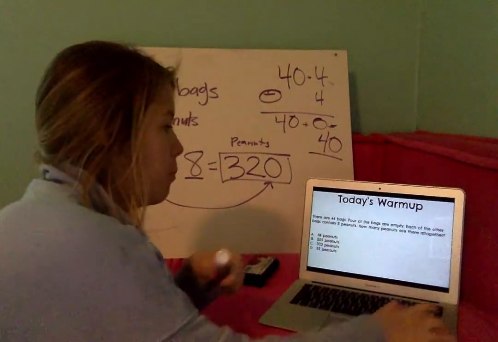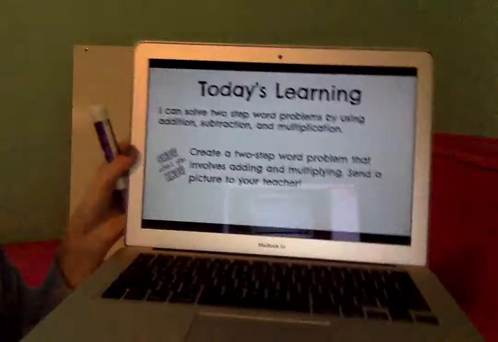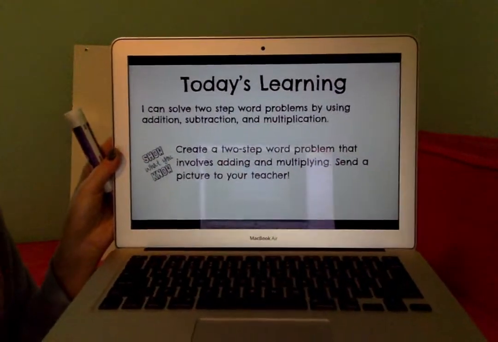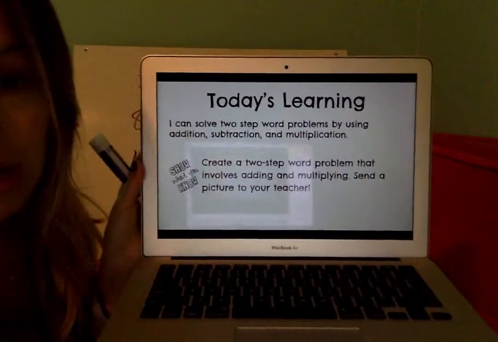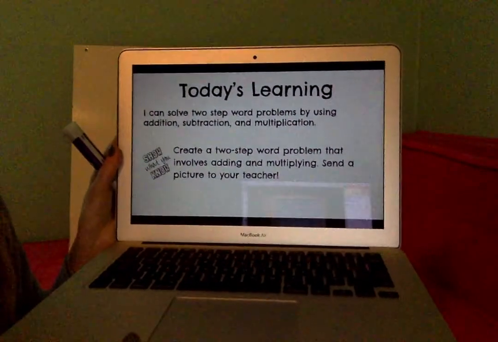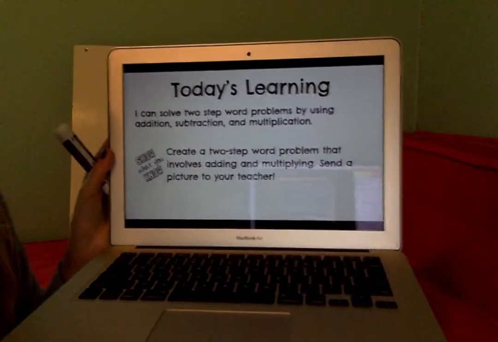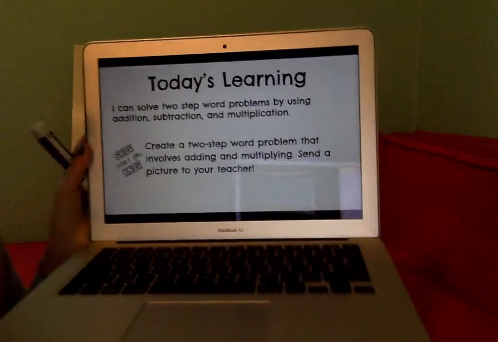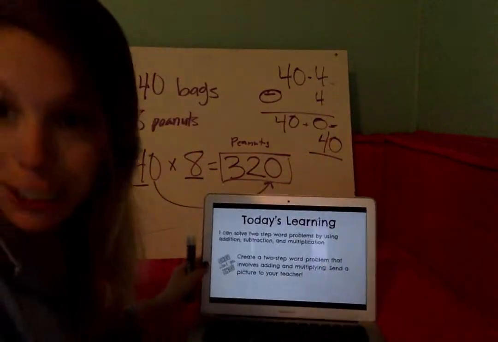Alright, moving on. Today's learning, I can solve a two-step word problem by using addition, subtraction, and multiplication. Okay? You are going to create a two-step word problem that involves adding and multiplying. Send a picture to your teacher.